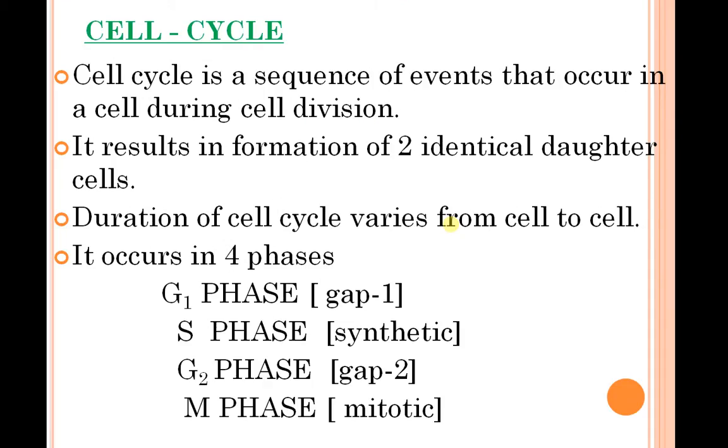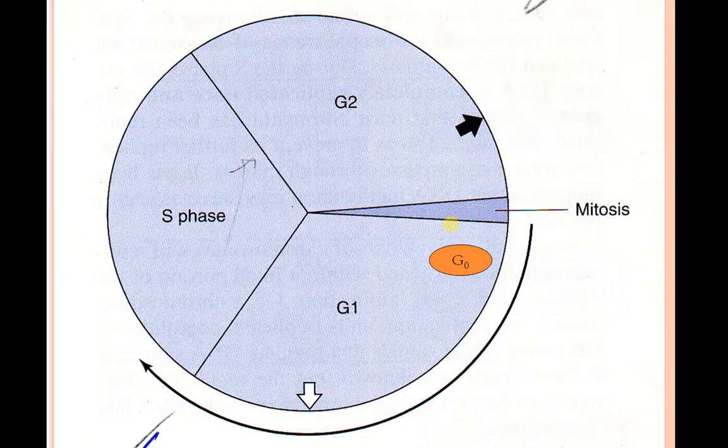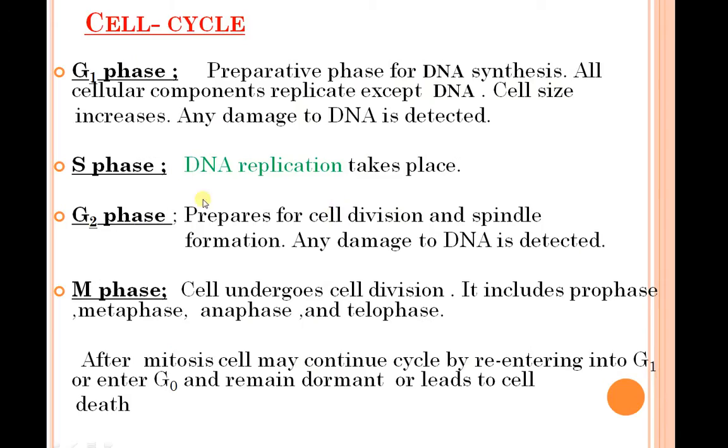So what is the cell cycle? The cell cycle is a sequence of events that occur in a cell during cell division. It results in the formation of two identical daughter cells. The duration of the cell cycle varies from cell to cell. It occurs mainly in four phases: G1, S phase, G2, and finally M phase. G1 is the gap 1 phase, S is the synthesis phase, G2 is the gap 2 phase, and M is the mitotic phase.